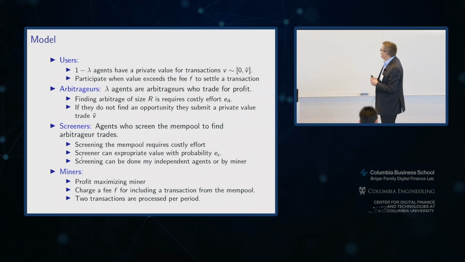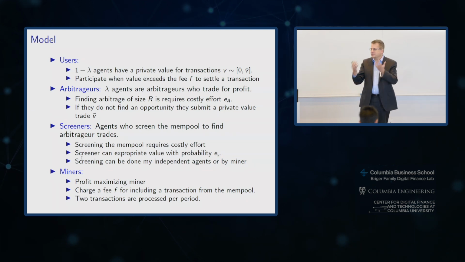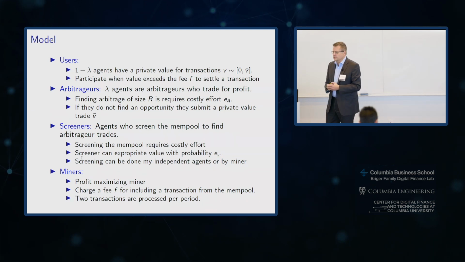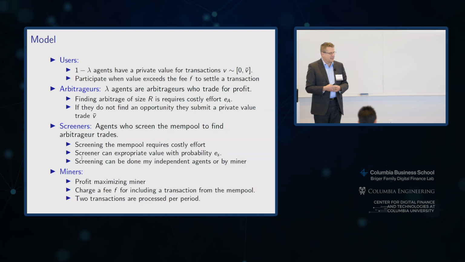We have four types of users, so agents in our model. The first ones are just naive users. Alice wants to send some tokens to Bob. They have some private value for these transactions that is uniformly distributed over an interval, and they pay a fee to settle their transaction. The fee gets set by the miner.